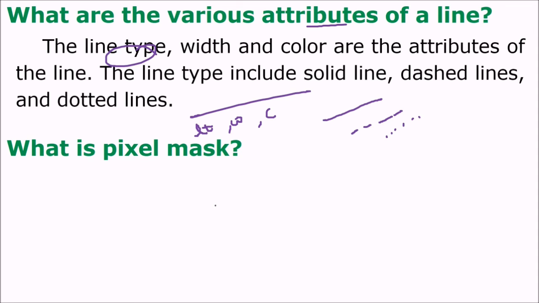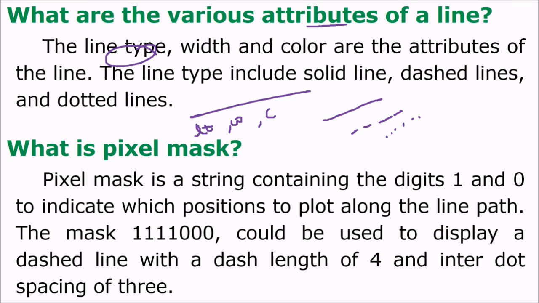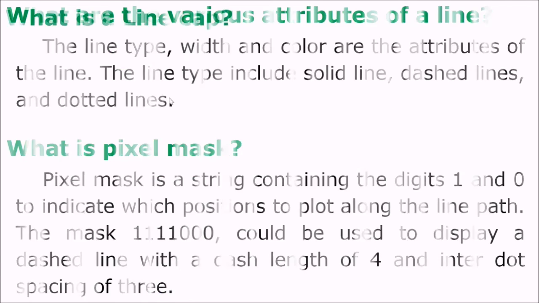What is a pixel mask? A pixel mask is a string containing the digits 1 and 0 to indicate which positions to plot along the line path. This mask could be used to display a dashed line with a dash length of 4 and interdot spacing of 3. So if we have a dash length of 4 and interdot spacing of 3, this is the mask we are going to use. We'll display some, we'll leave some. This is the pixel mask.